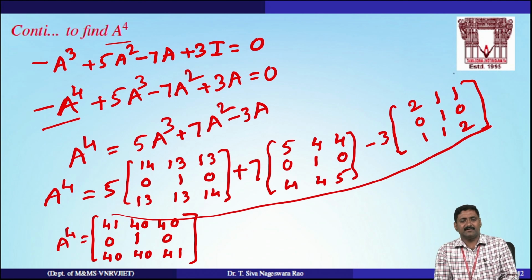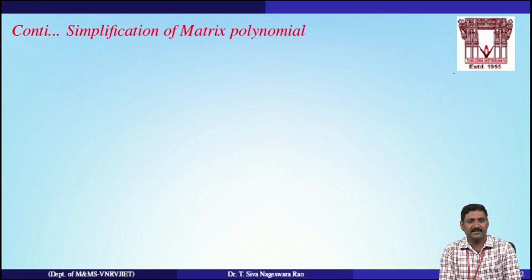So this is the process how to find power of the matrix. Now we completed how to verify Cayley Hamilton theorem. By using Cayley Hamilton theorem, how to find inverse of the matrix and power of the matrix. Now one more application is, using Cayley Hamilton theorem, we can simplify the matrix polynomial.